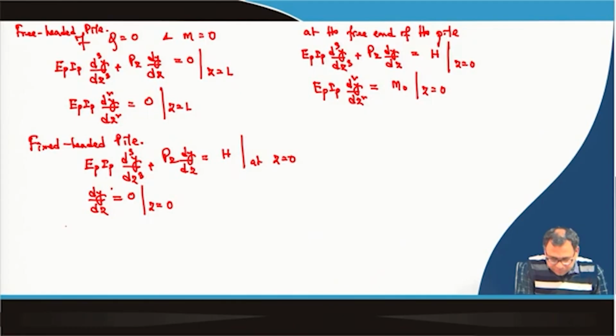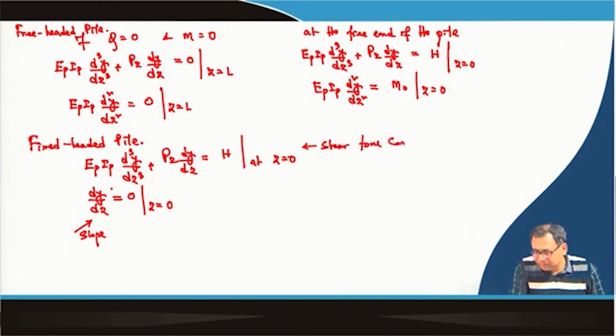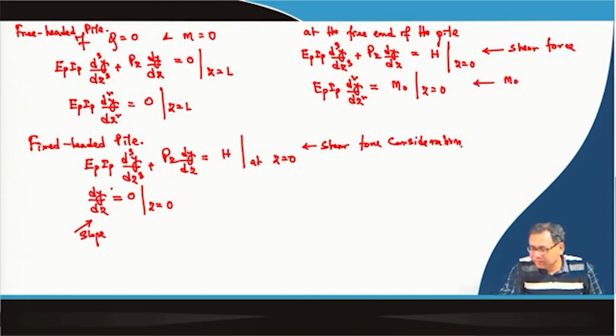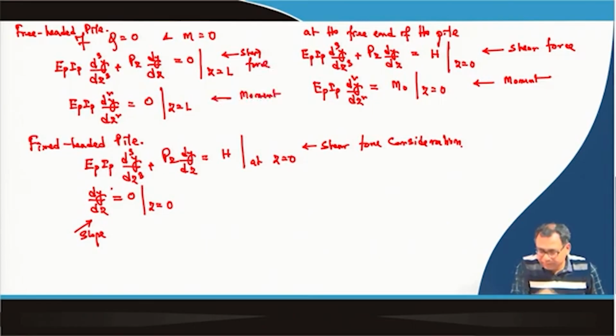So, this is from the slope consideration, this is the shear force consideration, this is the bending moment consideration. This is at z equal to 0.